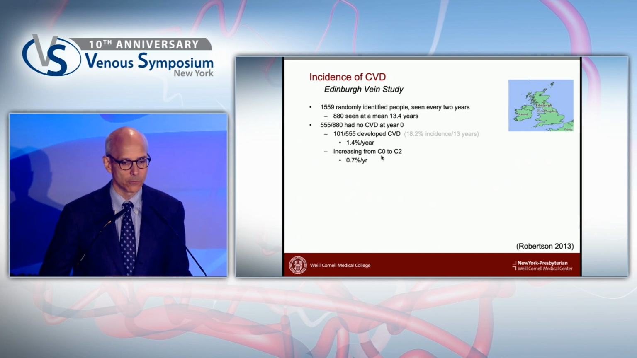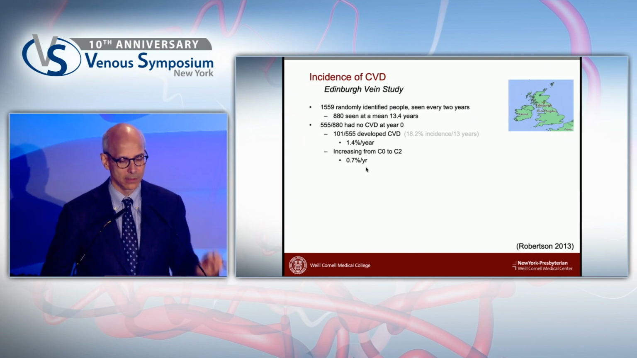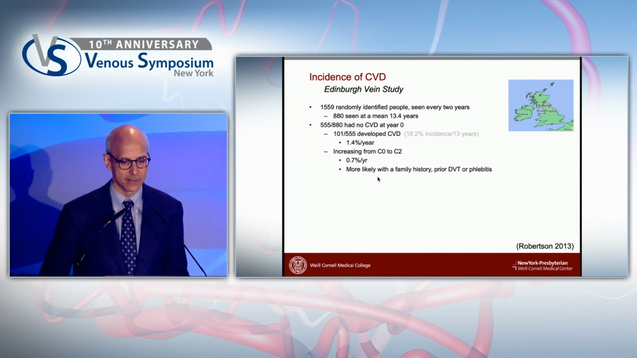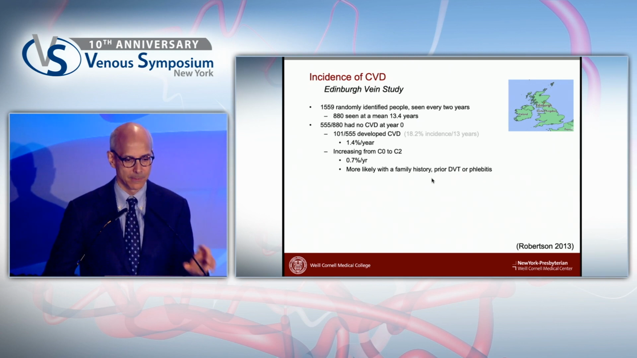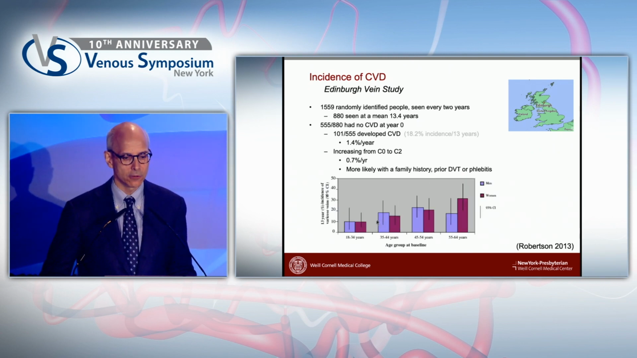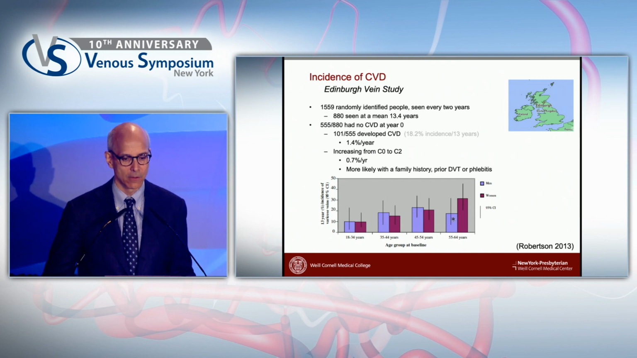Those who increased from just C0 to C2 represented 0.7% per year. So a very small fraction, but a continuously growing prevalence as a result of that. Their univariate analysis demonstrated associations with family history, prior DVT, and phlebitis. And also a clear difference in terms of the incidence by age, where people in these earlier years were less likely to develop new veins than people who were older.